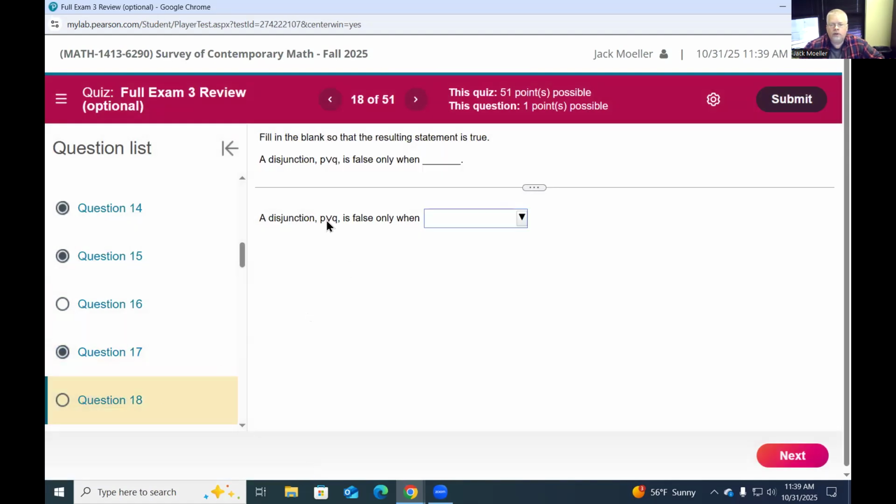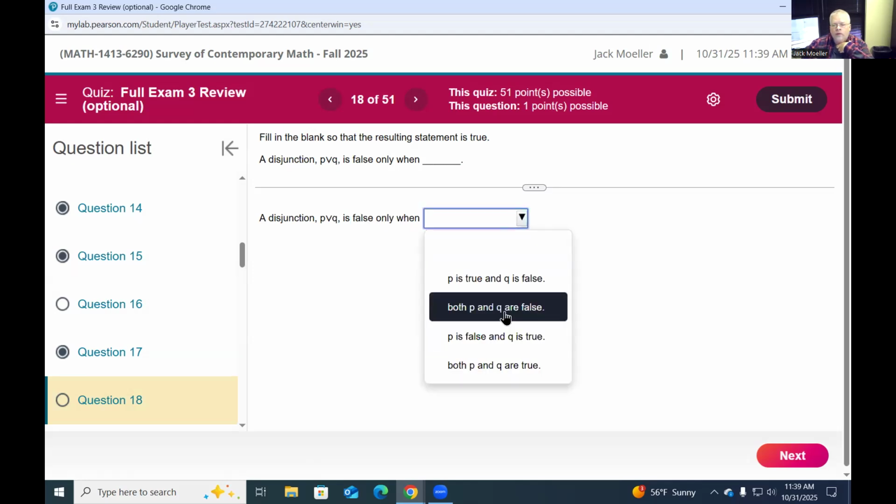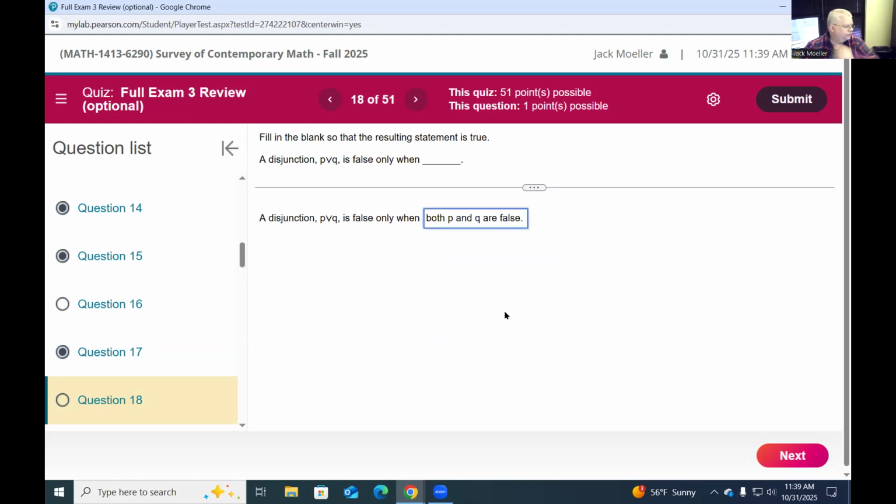So the disjunction is false only when... I'm usually thinking in terms of true. P or Q is true when at least one of them is true. So the only time it's false is when they are both false.